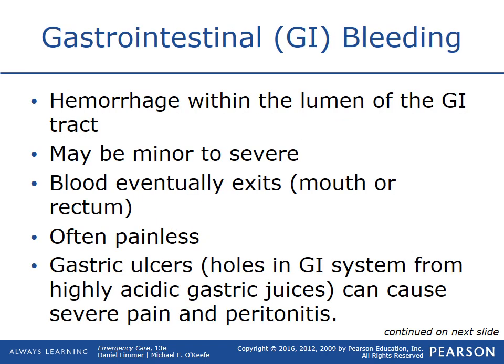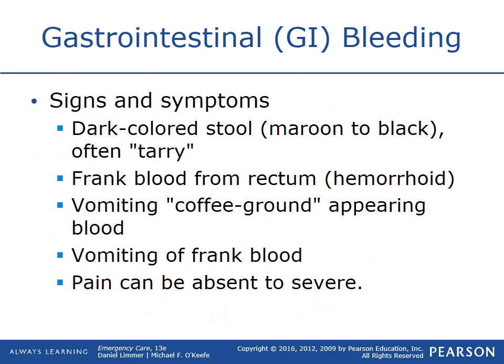A gastrointestinal bleeding. This is a hemorrhage within the lumen of the GI tract. It might be minor, but it can also be severe. Blood eventually has to exit somewhere, either through the mouth or through the rectum. A lot of times it's painless, but if they have gastric ulcers or holes in the GI system from the gastric juices, which are really acidic, it can cause severe pain and peritonitis. Some GI bleeding, if it exits out the rectum, will be present in a dark colored stool, maroon to black, and they call it a tarry dark stool.